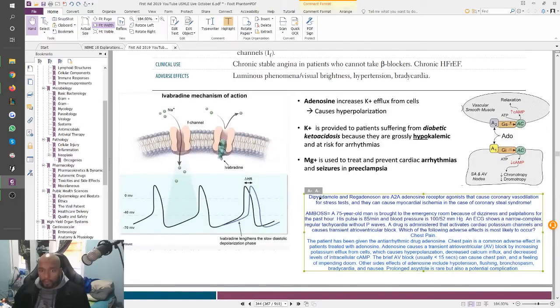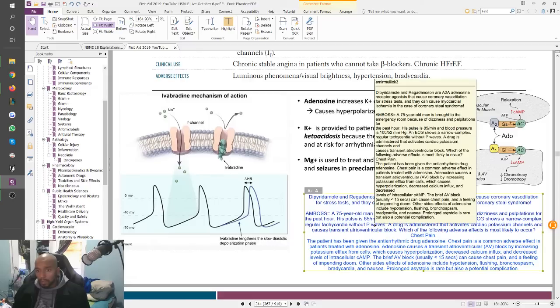Right here I wrote dipyridamole and regadenoson are A2A adenosine receptor agonists that cause coronary vasodilation for stress tests. Right? And they can cause myocardial ischemia in the case of coronary steal syndrome. Okay, so these two medications don't really get talked about much. They are discussed in cardiac physio, and that's about it, really.